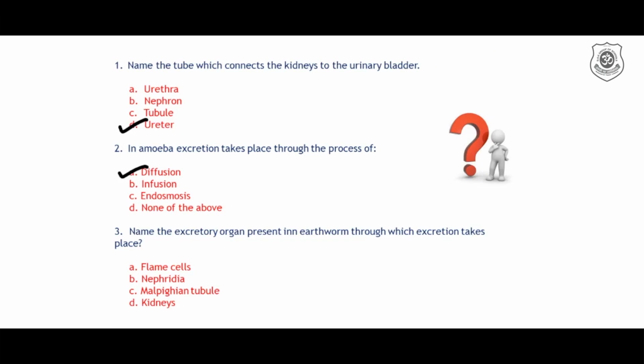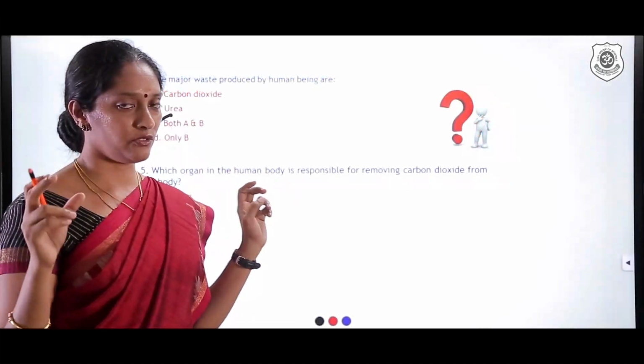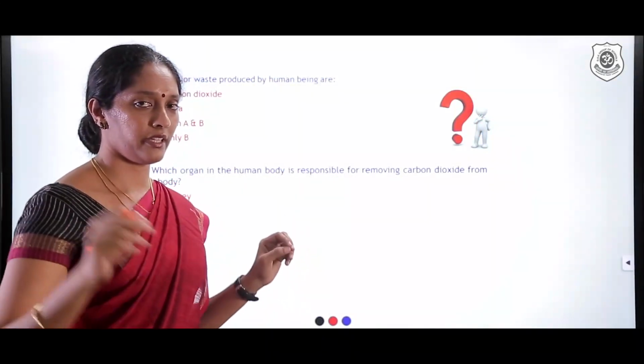Name the excretory organ present in earthworm through which excretion takes place. This is flame cell, nephridia, Malpighian tubule or kidneys. Think about it. It's earthworm. We talked about earthworm. So it is the nephridia that is present here. The major waste produced by human beings is, is it carbon dioxide, urea, both A and B or only B? So what do you think here? It is both. Carbon dioxide and urea both are produced. So both A and B. So like this you may have to think. You just don't directly jump into urea there and write only urea.